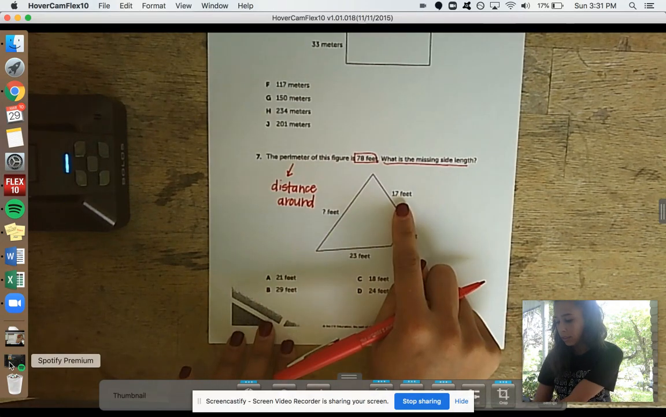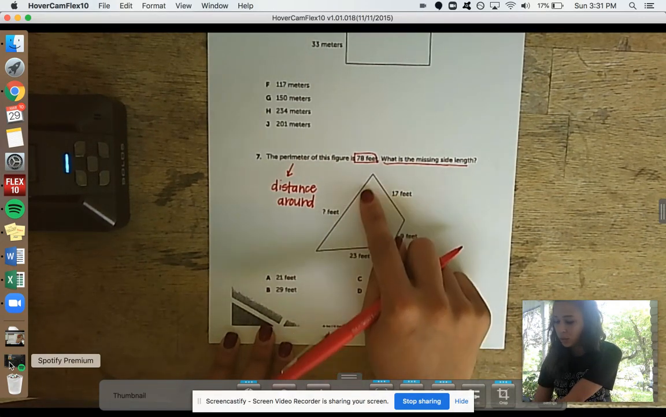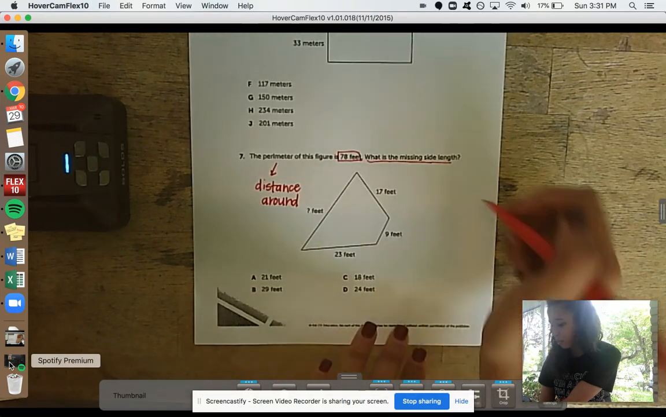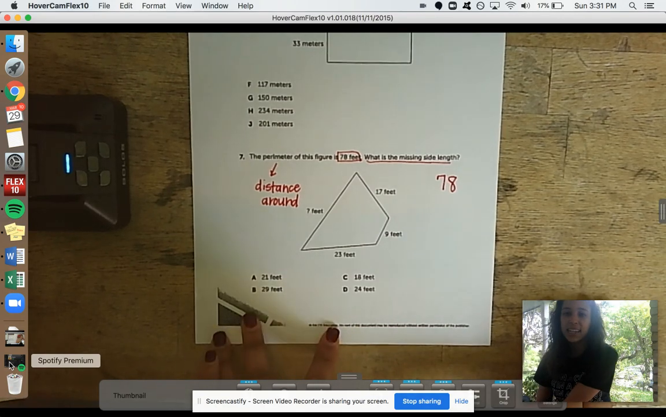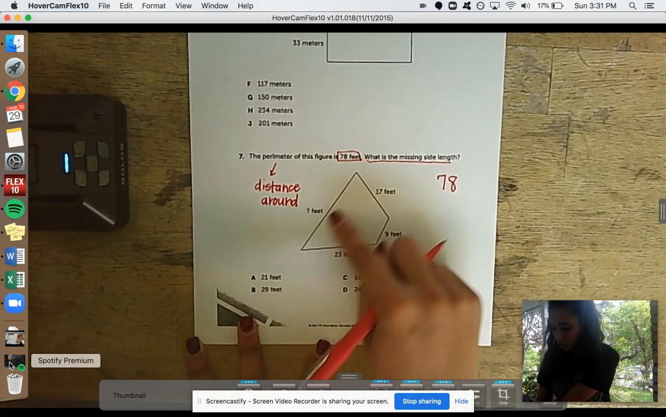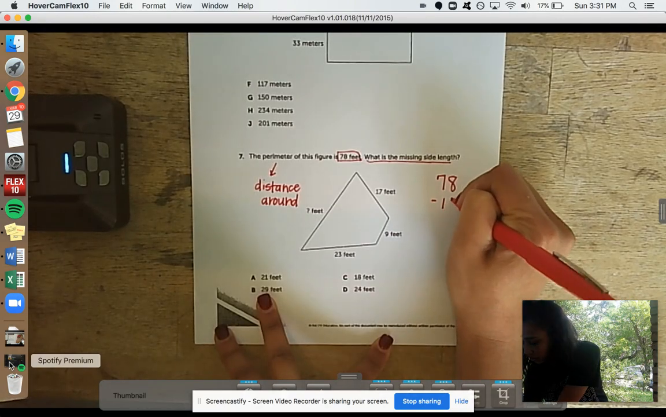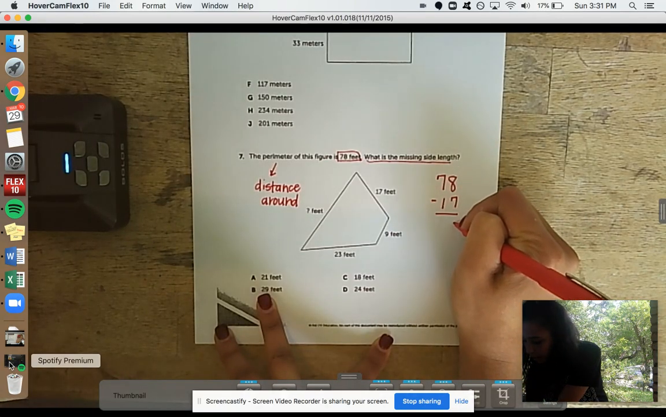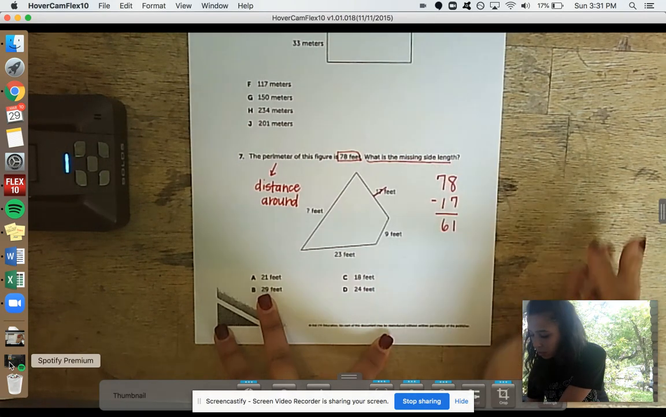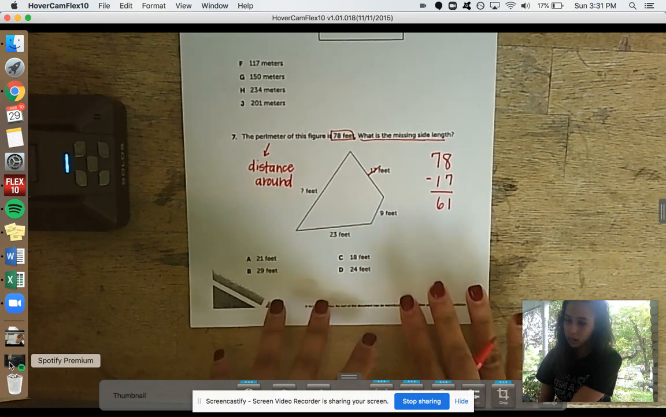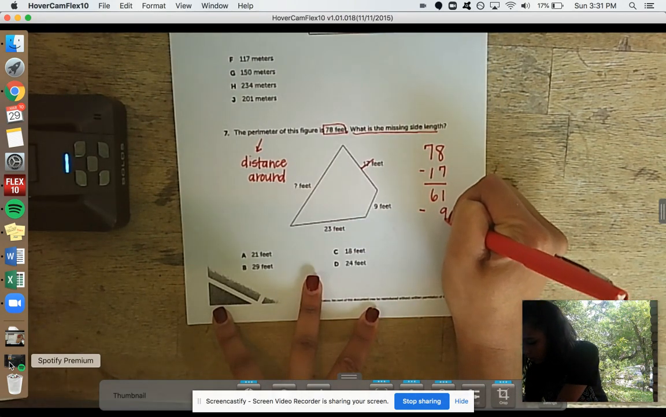Well, I have 3 sides. I have 17 feet, 9 feet, and 23 feet, but I don't know how long this one is. So I'm going to go ahead and start with the total, 78, take away the sides I know in order to find the side that I don't know. So let's go ahead and take away 17. 8 take away 7 is 1. 7 take away 1 is 6. And I'm going to mark this out so I don't take it away again and get confused, just to help me stay organized. Now I have 61 take away 9.